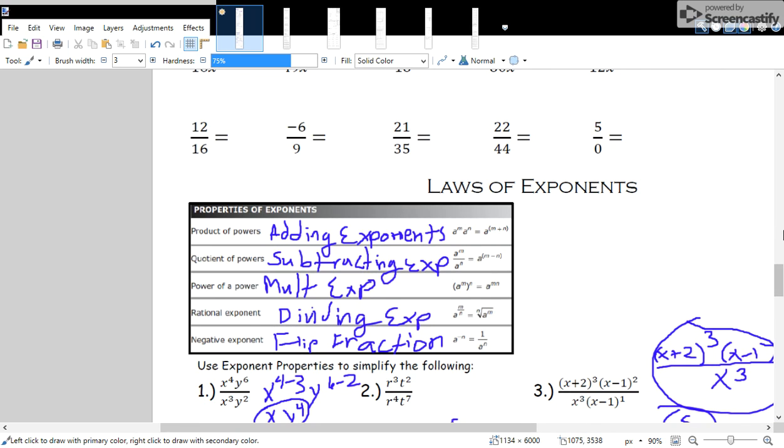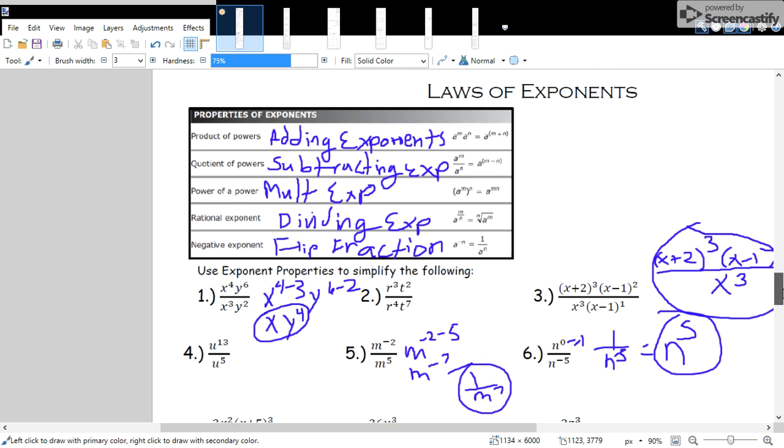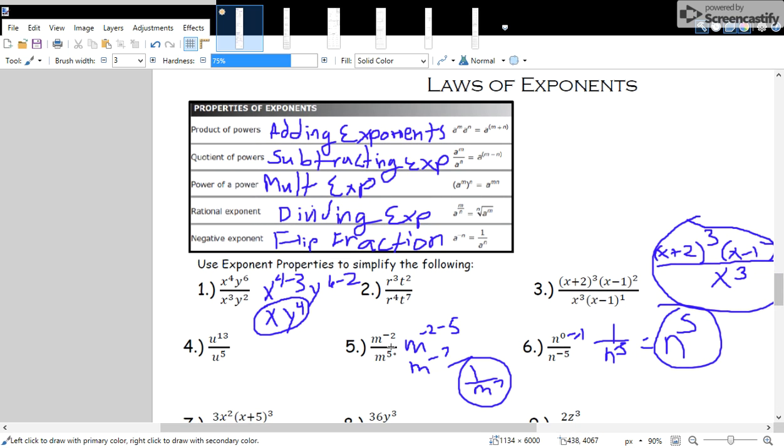Let's go to the next page, law of exponents. Let's look at number 2. So we have r to the third times t to the second, all over r to the fourth times t to the seventh.